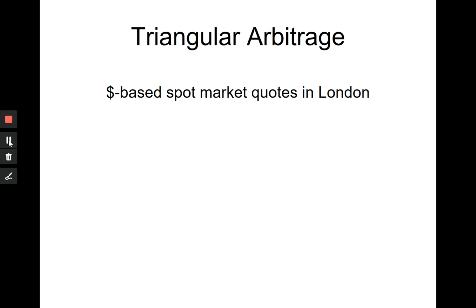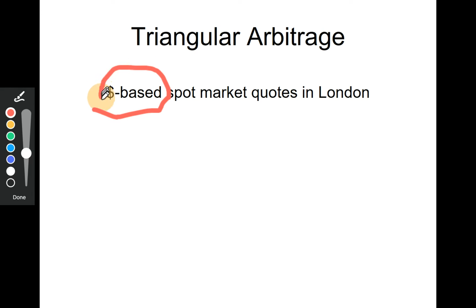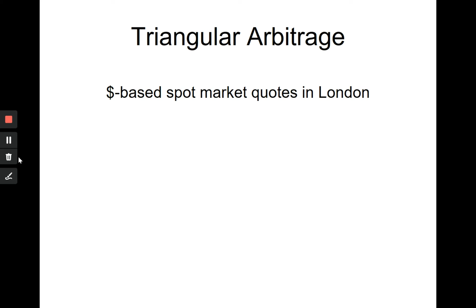Next, I would like to talk about dollar-based spot market quotations or quotes in London. Dollar-based. The word dollar-based means that this particular market for foreign currency in London trades each currency against the dollar. So in that market, you can trade British pound against dollar, you can trade euro against dollar, you can trade yen against dollar, but you're not allowed to trade directly euro against yen. So only trades involving dollar are taking place in that market.